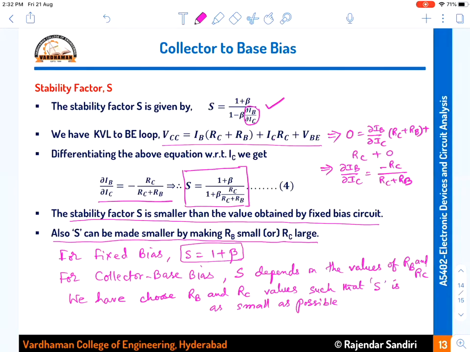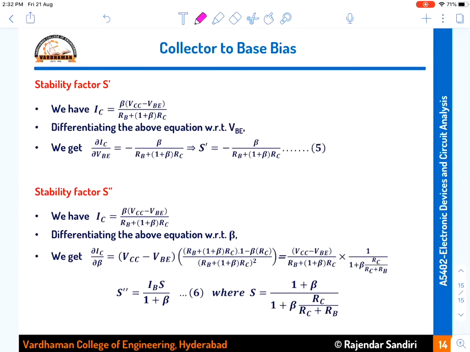But in this case, the stability factor is not just dependent on beta, it is also dependent on the values of RC and RB. We have to choose RC and RB in such a way that the S value is as small as possible. That is the conclusion for this stability factor. The formula for this is equation number 4. You need not remember the formula. Remember the standard formula of the stability factor, 1 plus beta by 1 minus beta into dou IB by dou IC, and write the KVL for the base emitter loop, differentiate with respect to IC and substitute the related values, and you will get equation number 4. So remember the procedure, not the formula.